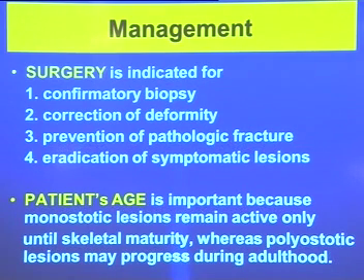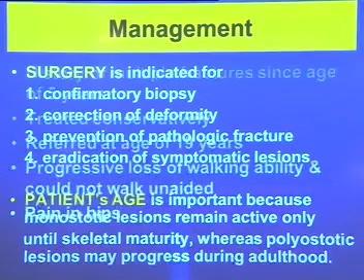Surgery is indicated for 4 reasons. Confirmatory biopsy, sometimes, as I mentioned, especially if your differential is a malignancy, you need to do a biopsy. For correction of deformities, for preventing pathologic fractures, and for eradication of symptomatic lesions. The patient's age is important because monostotic lesions remain active in the younger age group. Towards skeletal maturity, they actually stabilize, and the need for surgery diminishes as the patient ages in a monostotic lesion. Polyostotic lesions still keep on progressing, and they can give rise to pathological fractures even later, Shepherd-Crook deformity, so that they need more aggressive treatment.